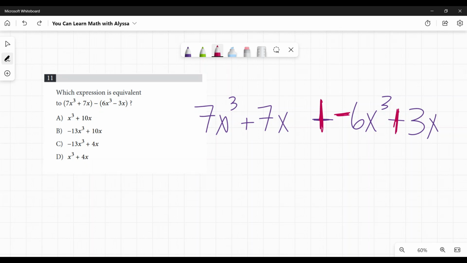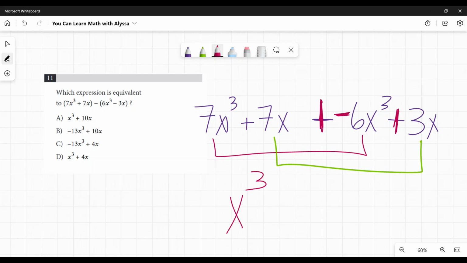Now that we've changed all our signs, we've gotten rid of that nasty minus, we can combine like terms. And I have two sets of like terms. First, I have the 7x cubed and the negative 6x cubed. 7 minus 6 is 1. So a single x cubed is left. Then 7x plus 3x, 7 plus 3 is 10, 10x. So x cubed plus 10x, or A, is my answer.